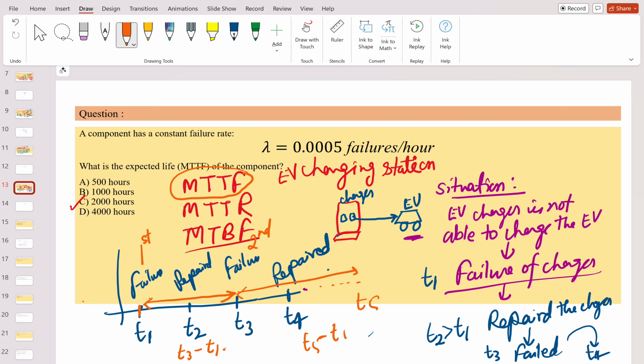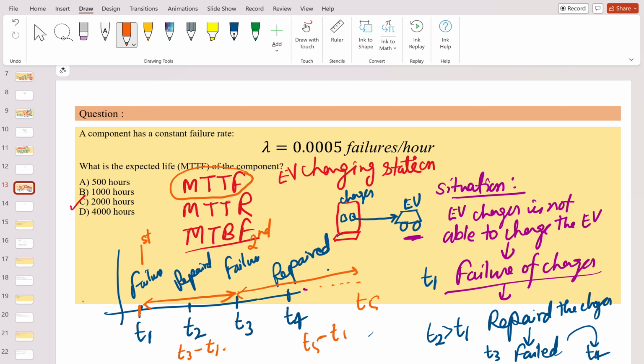Okay. So this was basically the first time when the failure came, and after that when it got repaired, the failure again came. So this is the time difference between the failures, and when you take the average, this is called the mean time to failure.